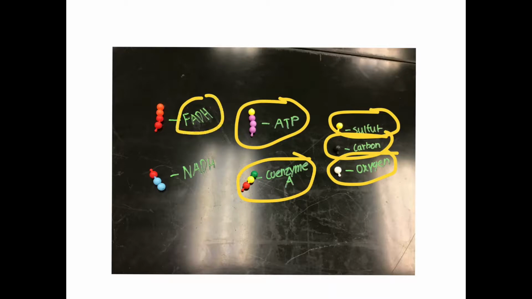The FADH will be represented by 2 orange and 1 red. In this case, this is supposed to be FADH2. And the NADH is represented by 2 light blue beads and 1 red bead.